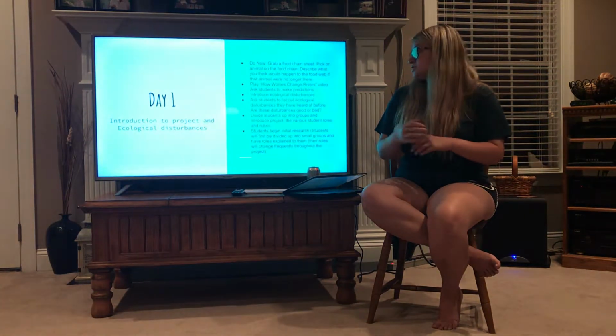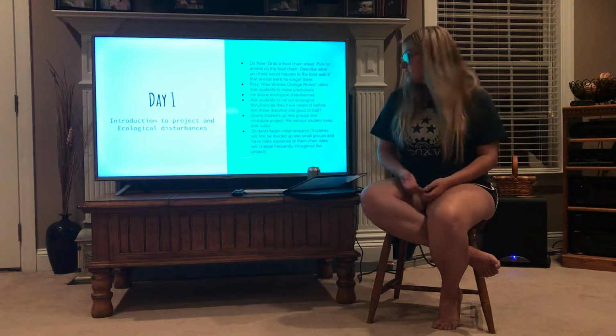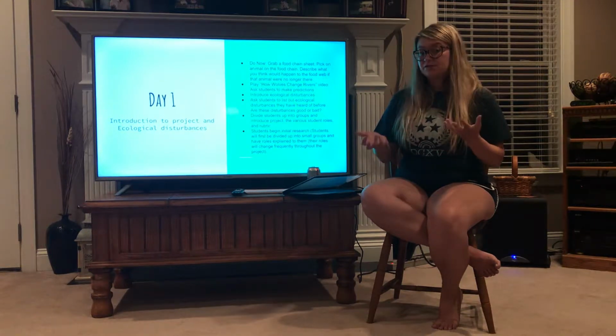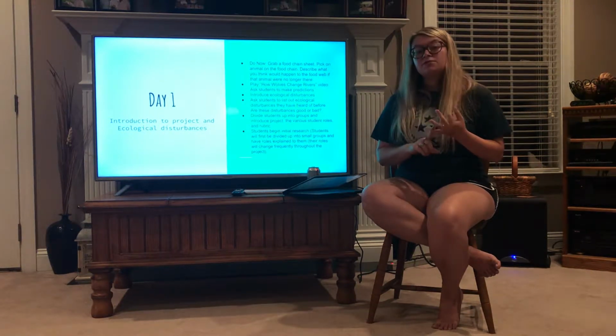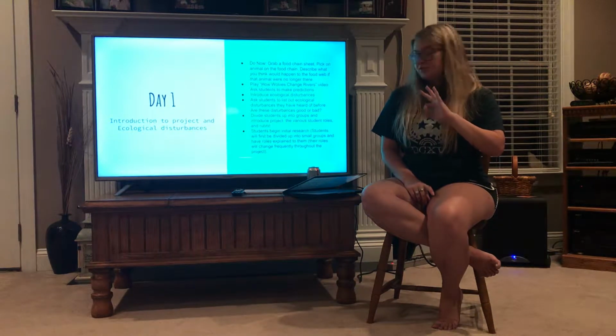And then we're going to introduce ecological disturbances: fire, flood, invasive species, things like that. We're going to divide students up into groups and give them their different roles. We're going to have 3 different roles that students are going to have every single day. Their roles are going to change every single day.